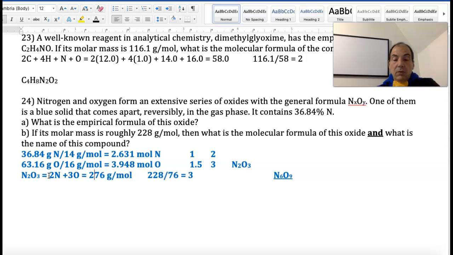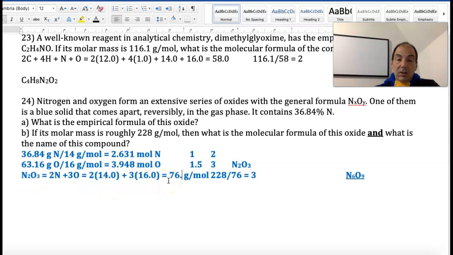So nitrogens are 14. I guess I'll write the decimal. Oxygens are 16. Okay, so 28 and 48 gives me 76. So now I take my actual molar mass, given as 228, divide by my empirical, which we found is 76. It means I'm off by a factor of 3, which means my molecular formula is N6O9.